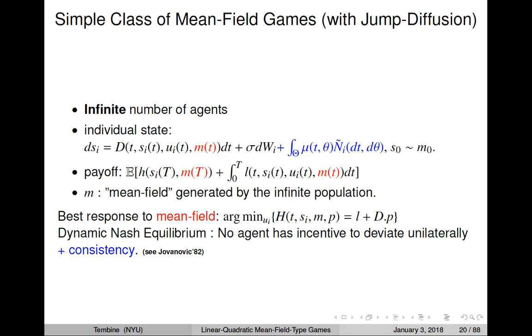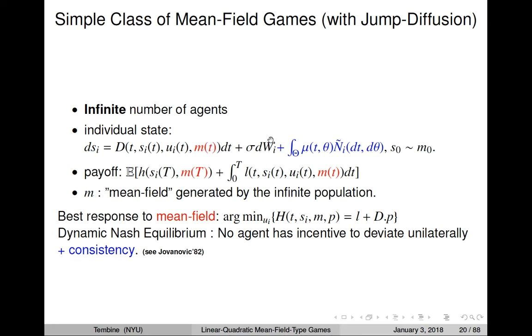So introduce a simple class of mean field games with jump diffusion paths. So the mean field game is given by individual states that start somewhere. Each individual, infinite number of agents, is individual. And then the individual dynamics is given by a drift. The drift depends, as in the Jovanovic paper, on the individual state, the control action, and the distribution of state of aggregate. So this will be the M1 in the Jovanovic paper.